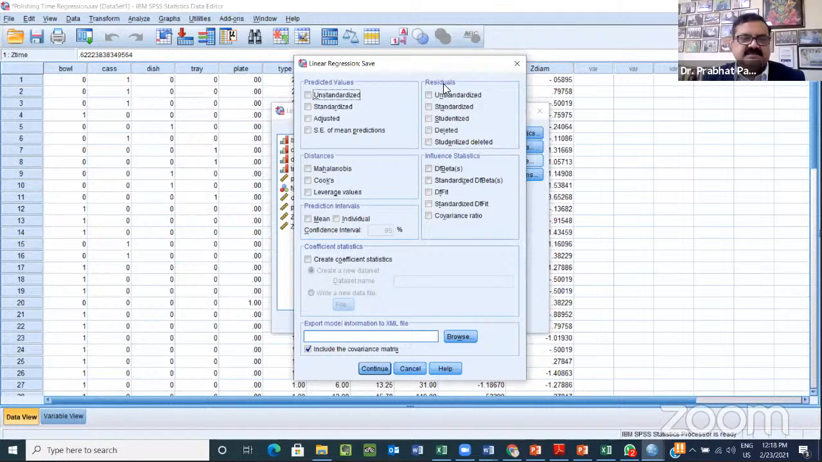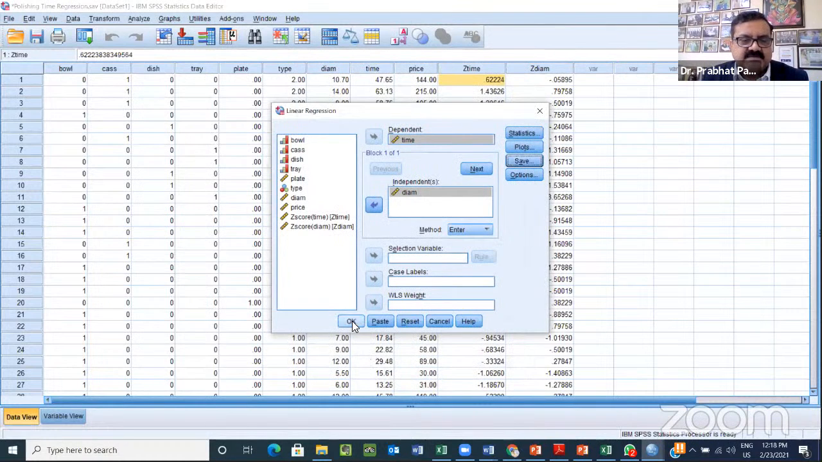Here you can see residuals. Residuals means error, and I'm saying give me unstandardized error. There are standardized error and unstandardized error. You understand the difference so well, because standardized error will be calculated on the basis of regression, which has used Z-score, right? So we are not using this error distribution. We are going to go for unstandardized error, and we say continue, and we say okay.